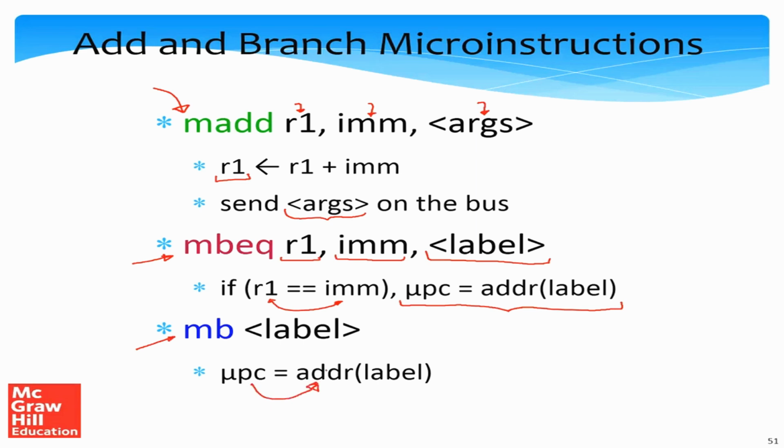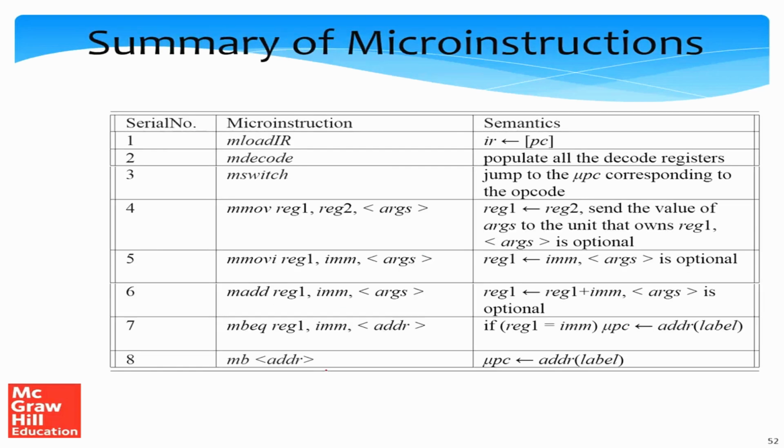unconditionally. So we introduced three new micro instructions on this slide: madd for a micro instruction addition, MBEQ which is a conditional micro branch, and MB which is an unconditional micro branch. Alright, so let's summarize the 8 instructions that we introduced. The 8 instructions that we introduced are like this.